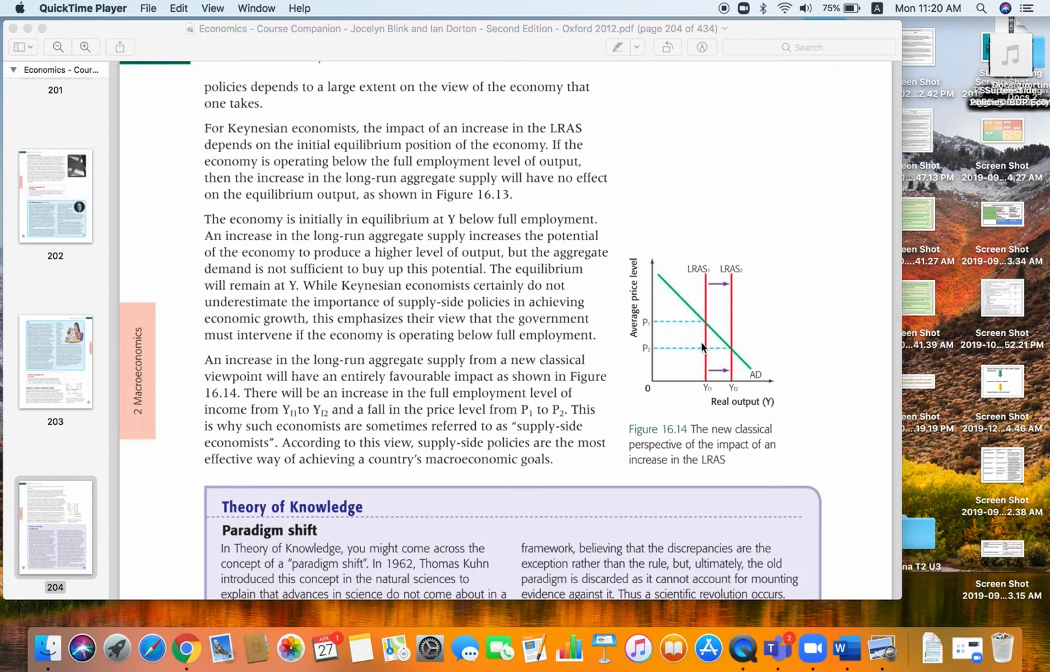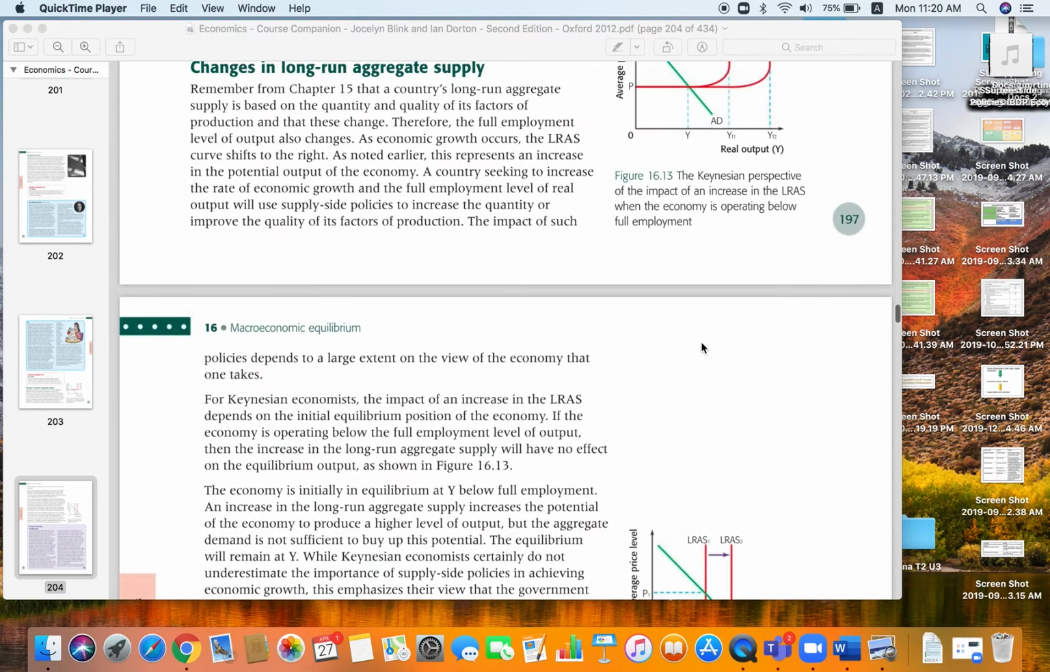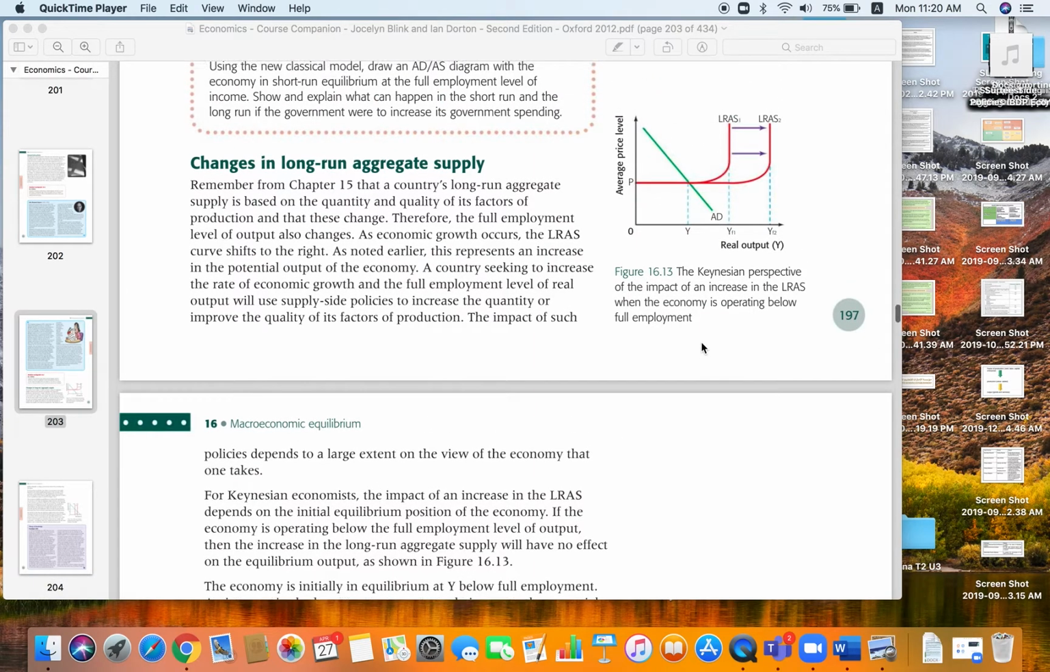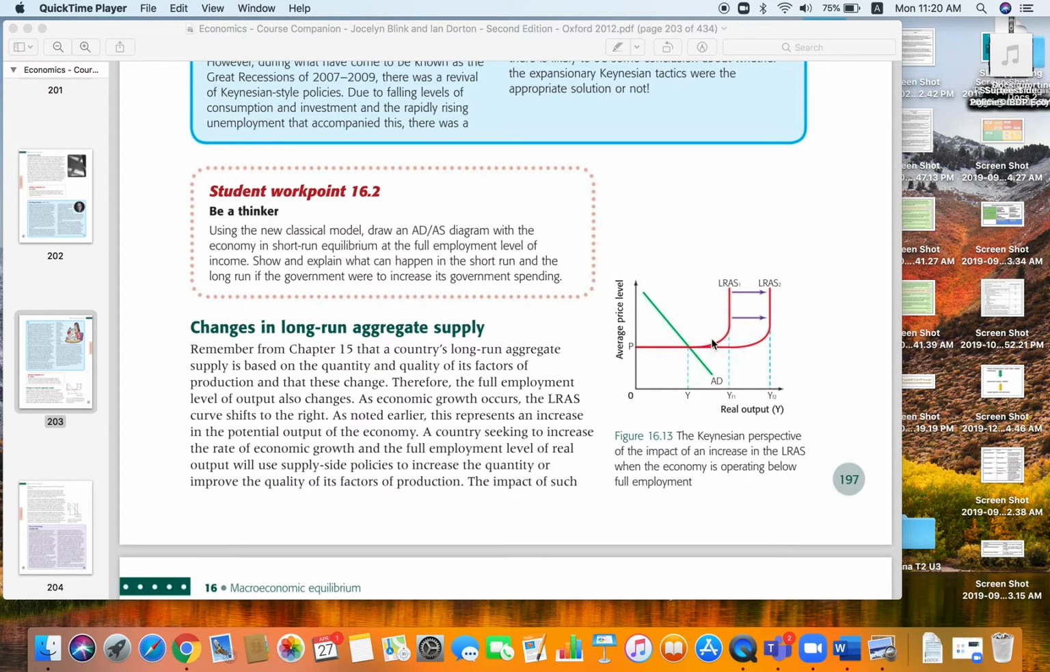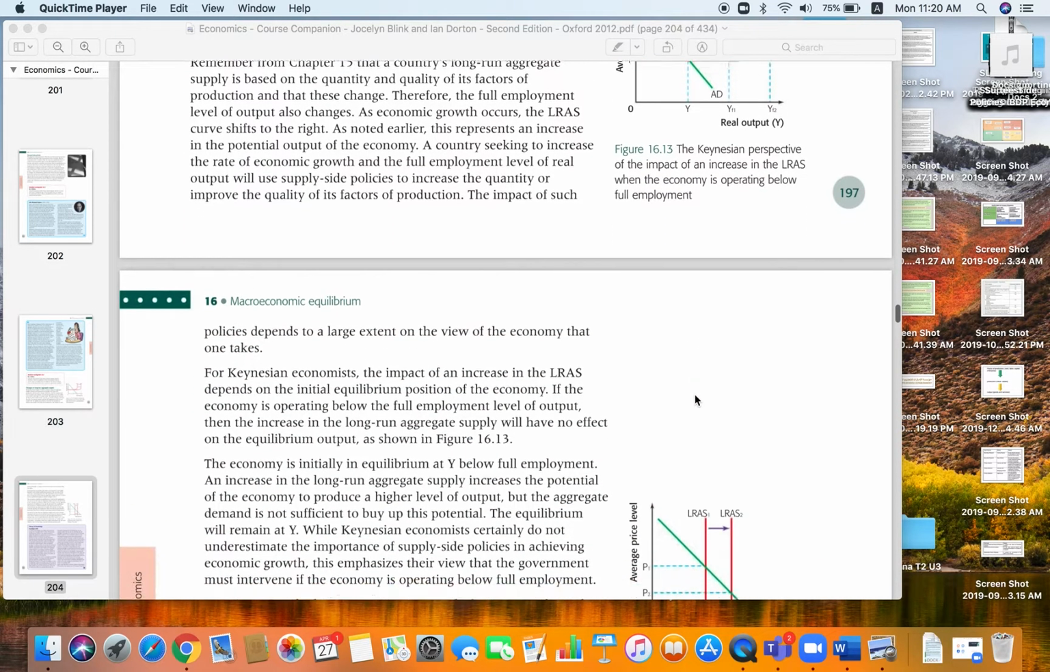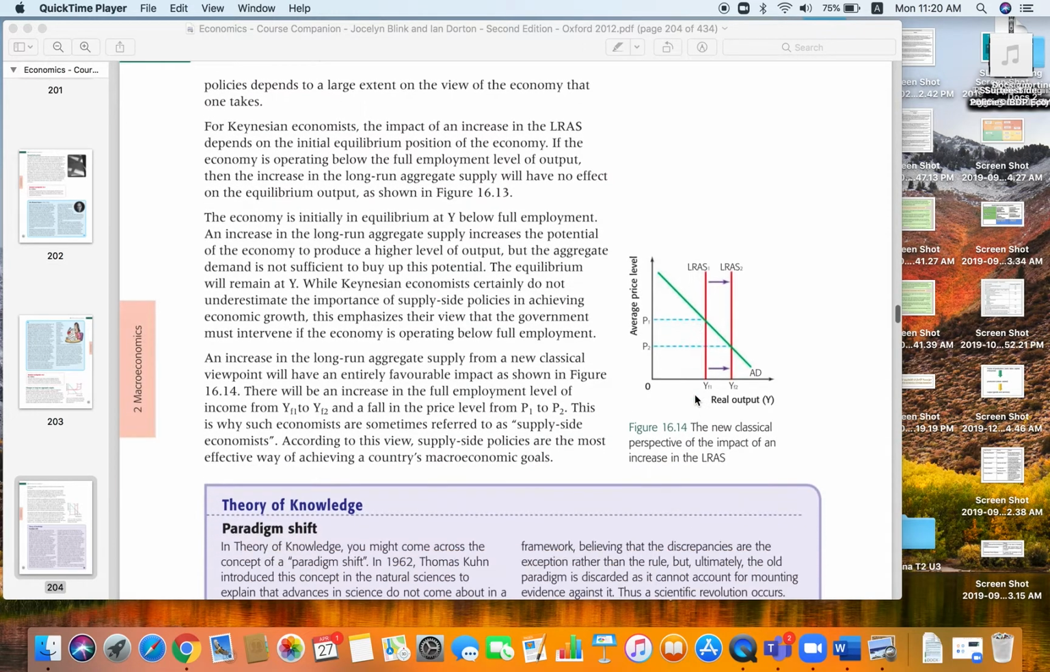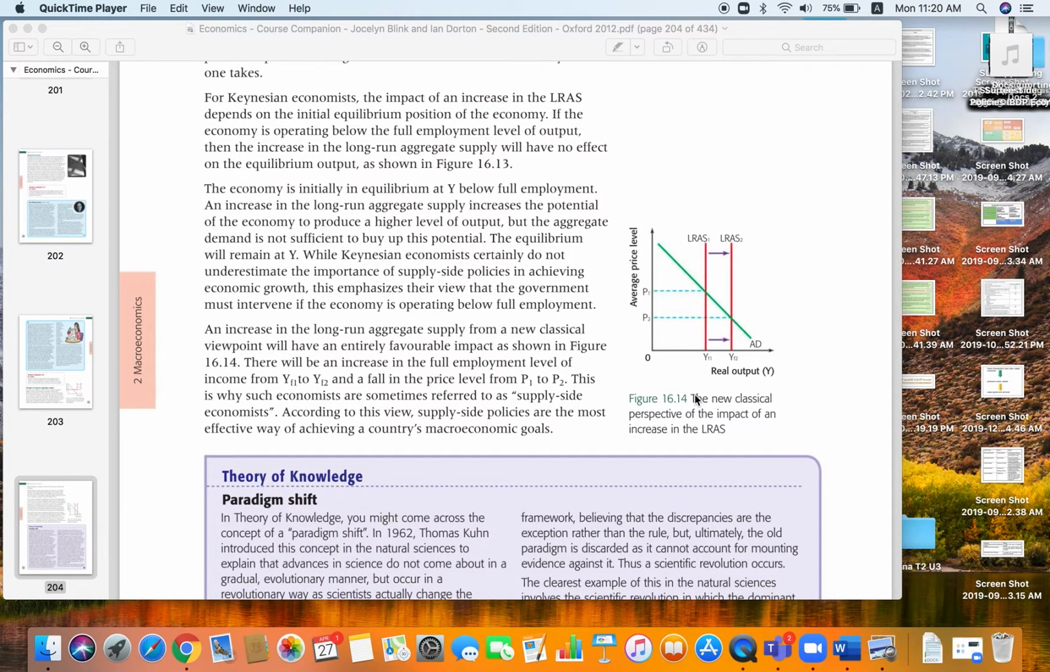So in the Keynesian model, once again, they don't see really a huge impact of supply side policy, because if you improve the supply and create a shift in the economy, it doesn't actually change the demand. So the Keynesian model doesn't rate supply side policy as much as the neoclassical model.